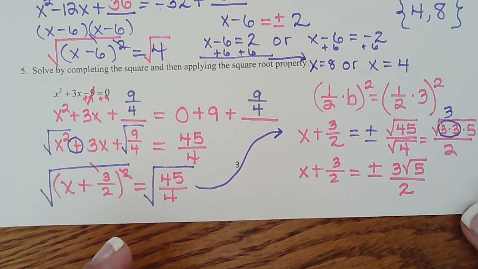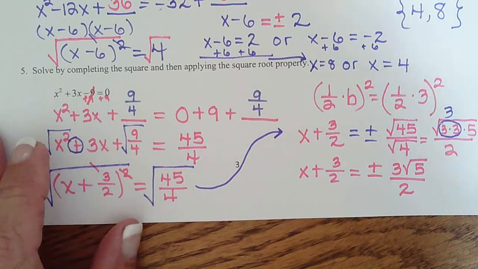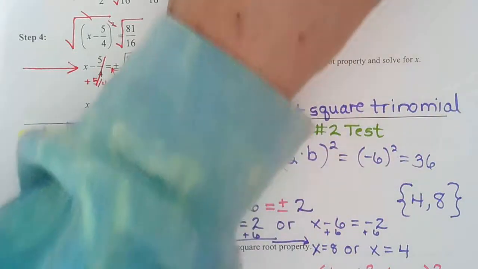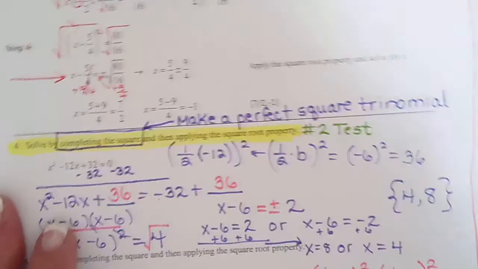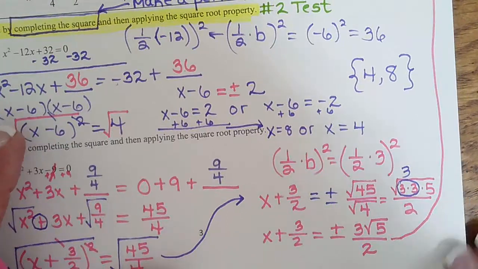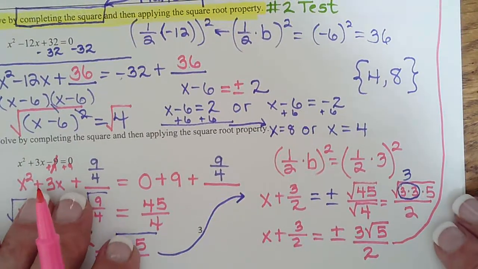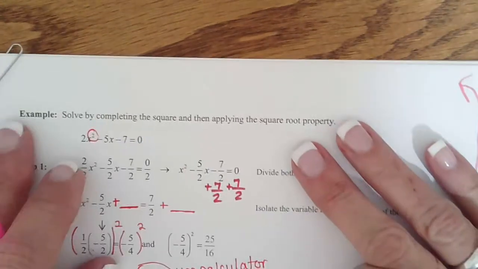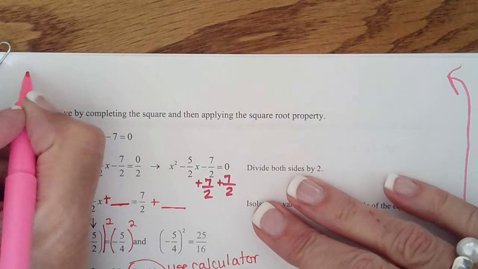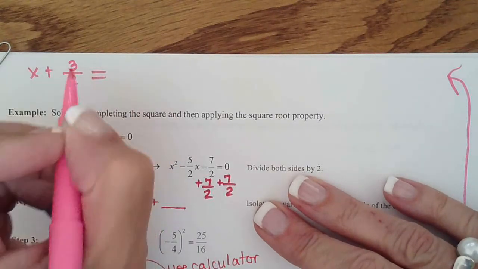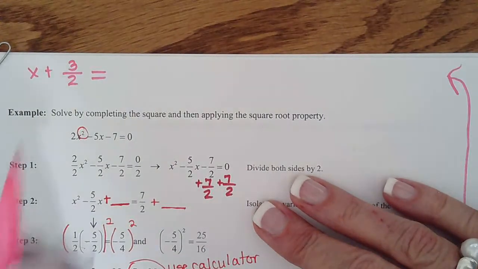Okay, should we go up to the top of the paper? There's some room up there because I don't want to get down here any lower. So let's transfer this way up to the top so we can work it. Okay, so I just took an arrow and I'm moving it up to the top of the paper. So x plus 3 halves equals plus or minus 3 radical 5 over 2.